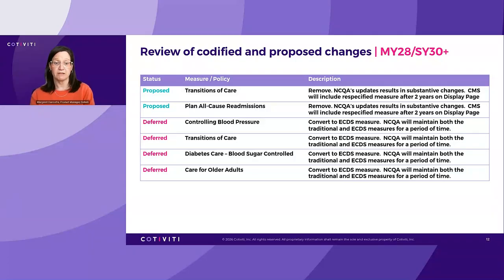And lastly, we can lump the rest of the deferred changes on this page into the transitions to ECDS bucket. CBP loses hybrid in MY28, and GSD, TRC, and COA will lose hybrid in MY29. NCQA indicated they'll maintain both the traditional and ECDS measures for a period of time, so we can expect the traditional measures to remain in the star ratings program until the ECDS measures are ready to join.